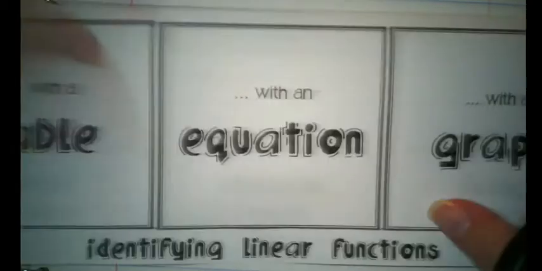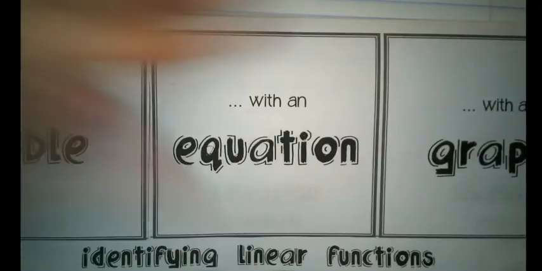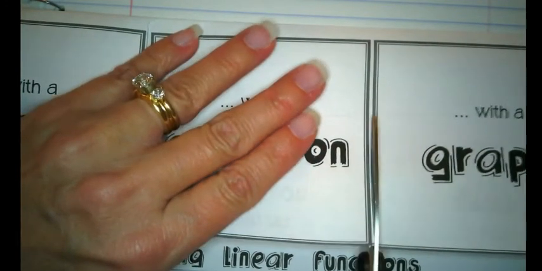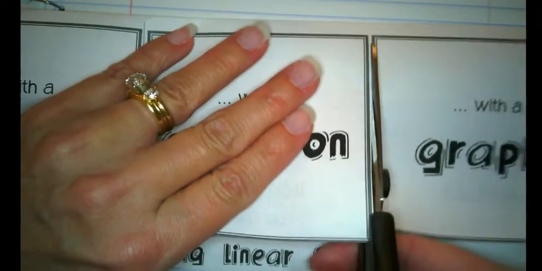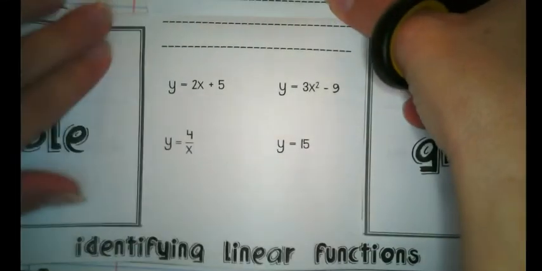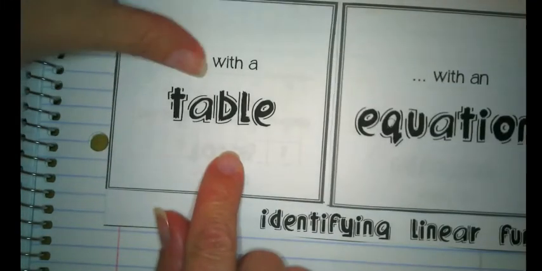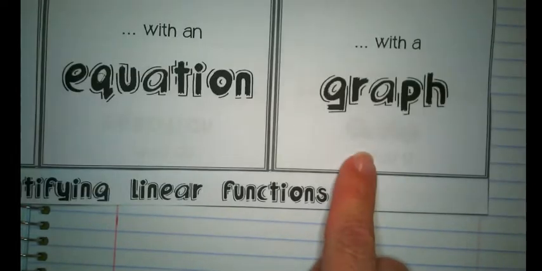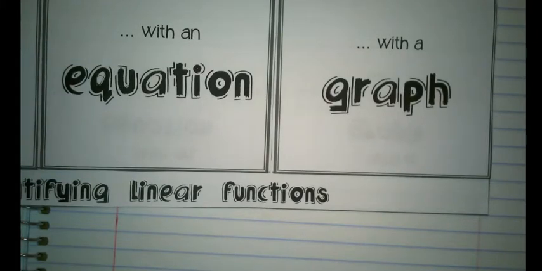So what we're going to do today, as you can see on this foldable, is look at different ways to identify linear functions. The different ways that we're going to be identifying them is by looking at a table, looking at an equation, or looking at the graph. So first thing we're going to talk about is looking at a table.